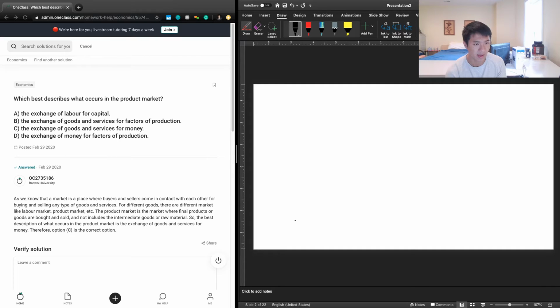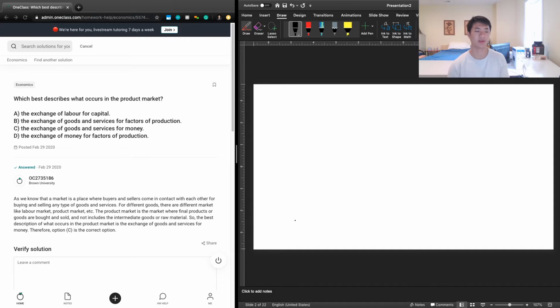C says the exchange of goods and services for money. And that does seem to be about the same definition as what we're looking at. The only thing that would make it better is if it said the exchange of final goods and services for money. But we can take a look at the other ones. And then D says the exchange of money for factors of production. Again, this is very similar to B in terms of describing the relationship between suppliers and vendors, not between final sellers and consumers. And so we're not going to pick D as well. So C is going to be the right answer here. The exchange of goods and services for money is what best describes what occurs in the product market.